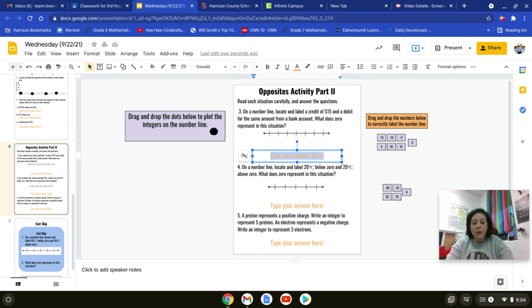So let's go ahead and do that. 0 means the bank account stays the same. Doesn't mean you're broke. It means your bank account stays the same. And you might need to adjust that little text box. You can do that by just dragging it over a little bit. And then your other part of this assignment, we did it last first.